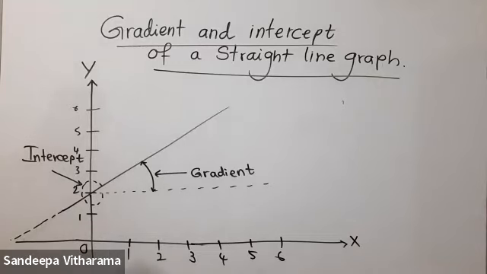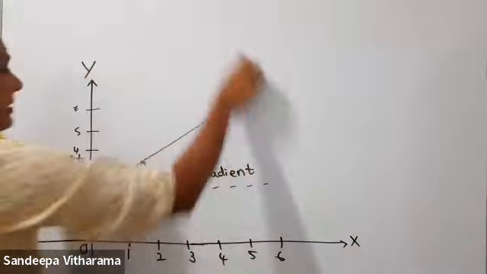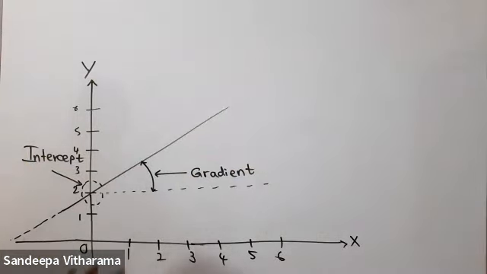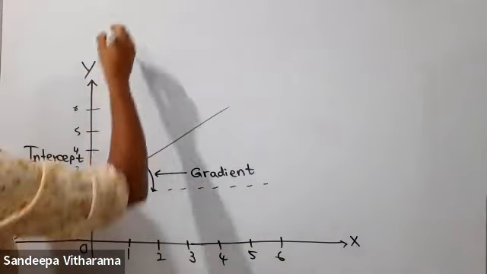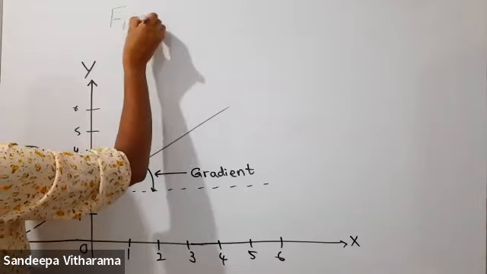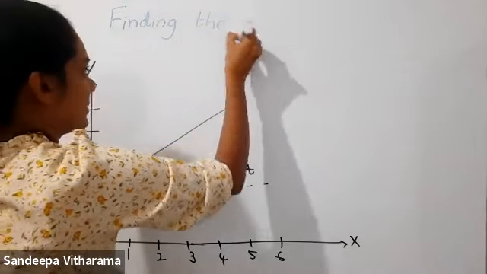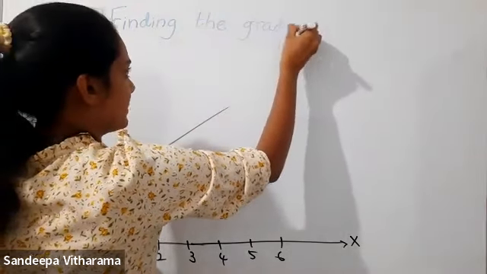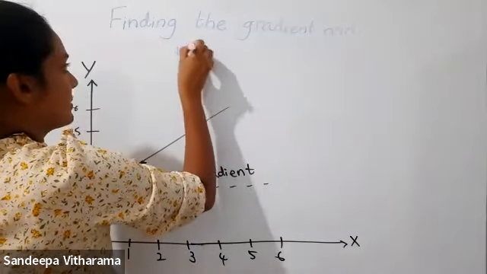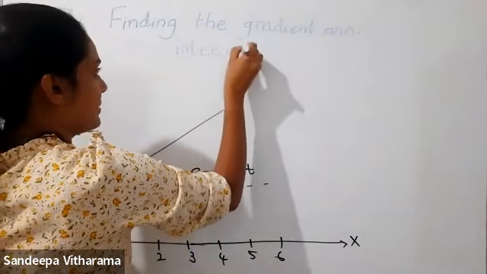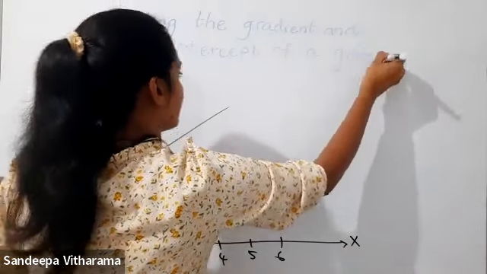After you write in this one, write down the next subtopic. It is to find the gradient and the intercept of a graph. Okay. Finding the gradient and intercept of the graph. Okay.